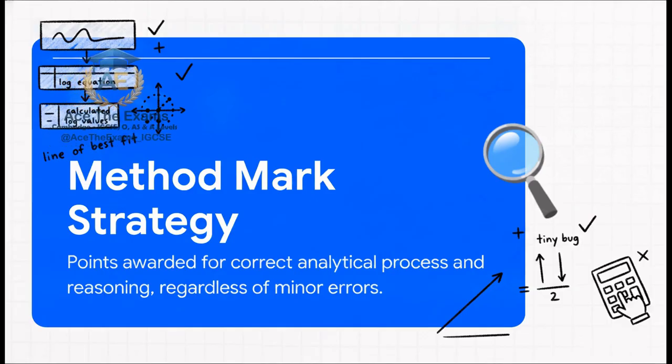Let's say you successfully decrypt the equation, you plot the points beautifully, you draw a brilliant line of best fit, and you set up your gradient calculation perfectly with rise over run. But under the intense pressure of the exam extraction, with the clock ticking down, your finger slips. You type one number wrong into your calculator. Your final gradient is slightly off. Do you lose all 15 marks?